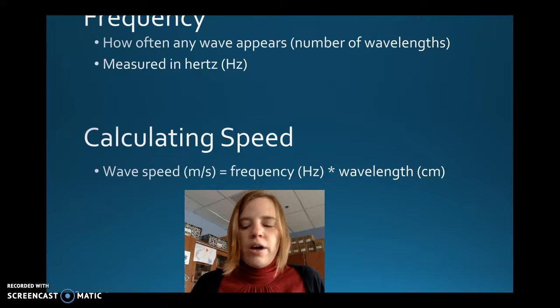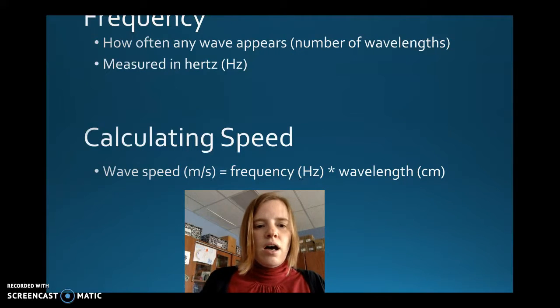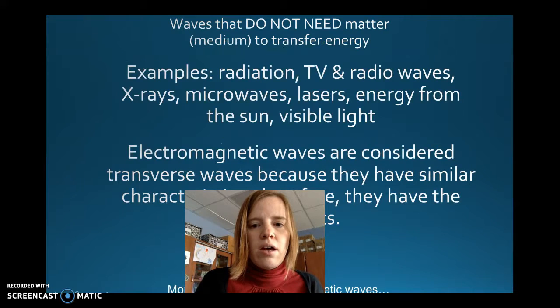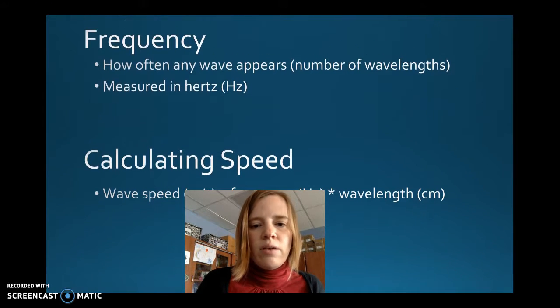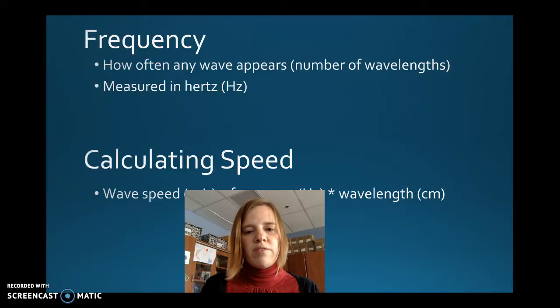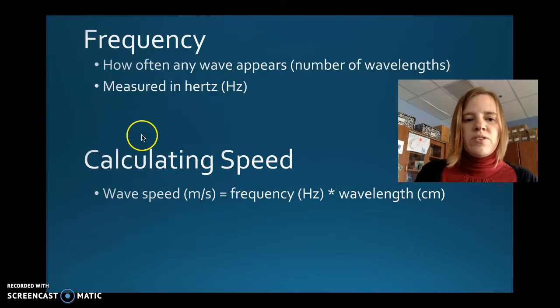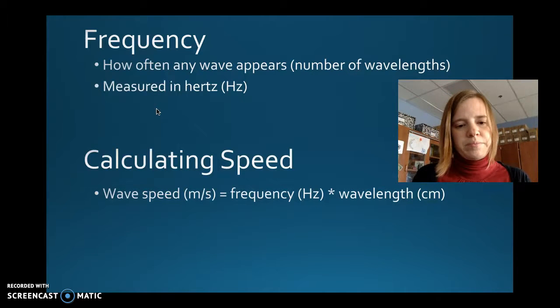Okay. So underneath this, I want you to write down these last two things. We're going to write down frequency, and I'll put this up a little bit so you can see how to spell that. Frequency is how often any wave appears. It's the number of wavelengths, and it's measured in hertz. So 1 full wavelength would be a frequency of 1 hertz.